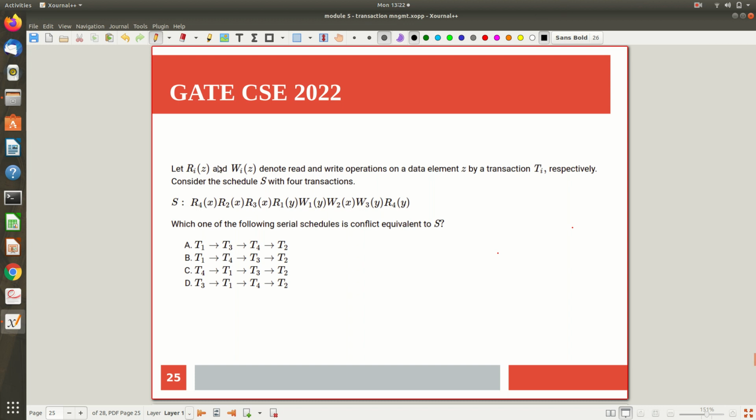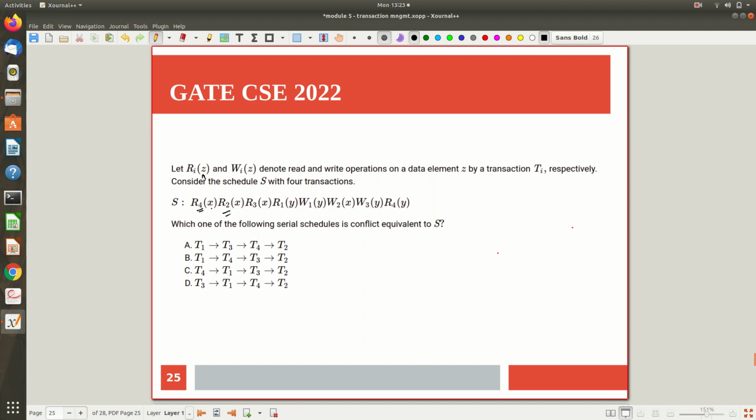So let Ri(Z) and Wi(Z) denote the read and write on a data element Z. Okay, so this notation is something familiar to you, right? In our explanation we used a small letter, but in the question it is given as capital R for read and W for write. And the transaction number is i. On the ith transaction we denote it like Ri, R with subscript i, okay. If it is R4 here, it means the read is happening on the 4th transaction, R2 on the second transaction, like that. And this is the data item on which you are performing the operation.